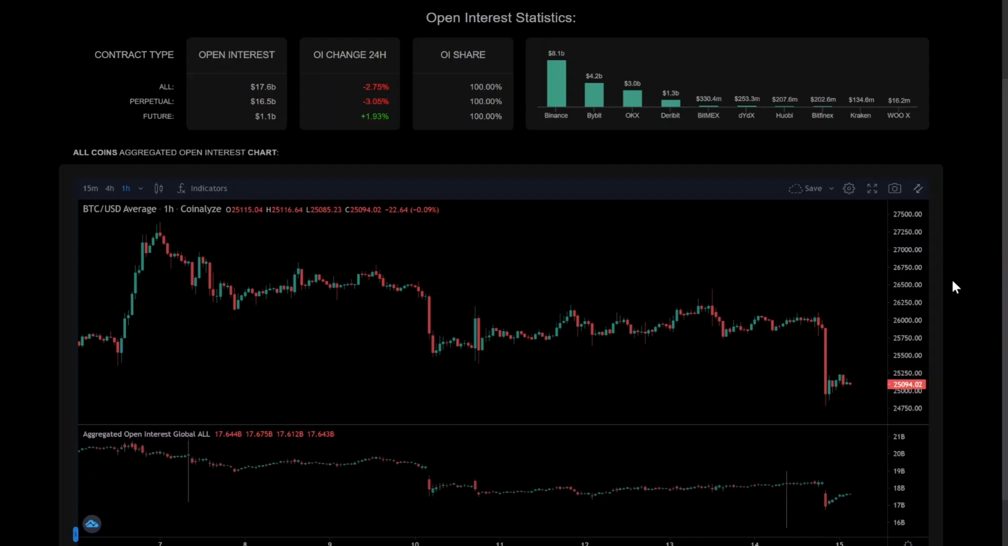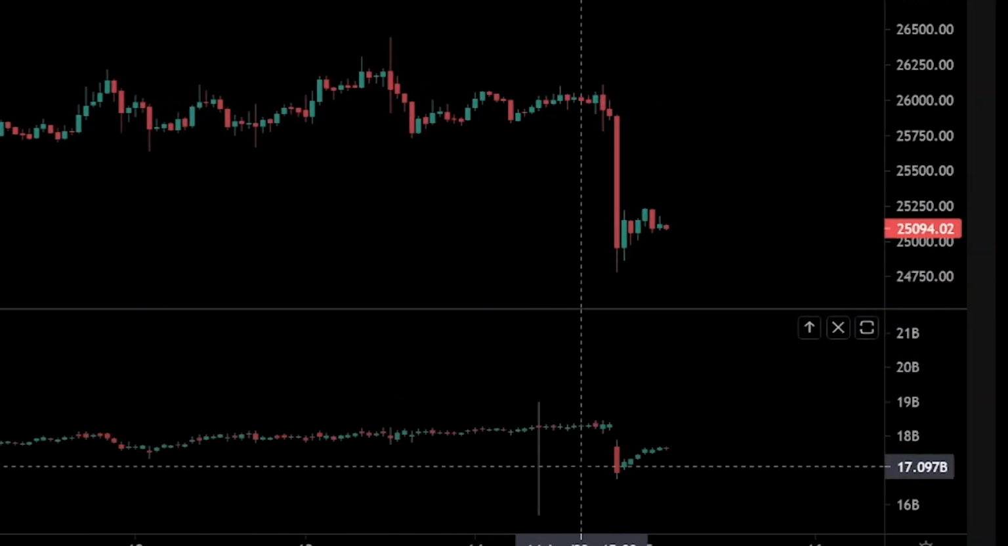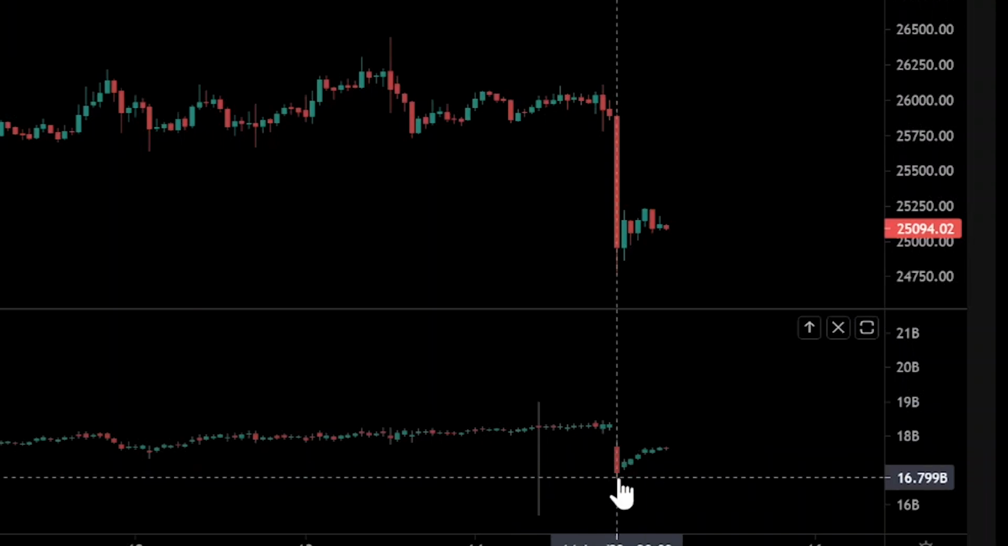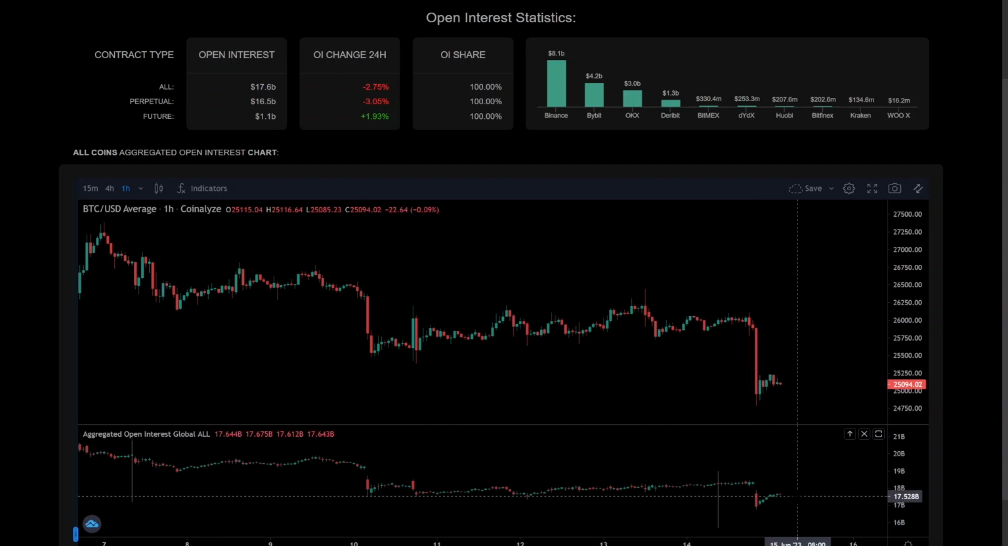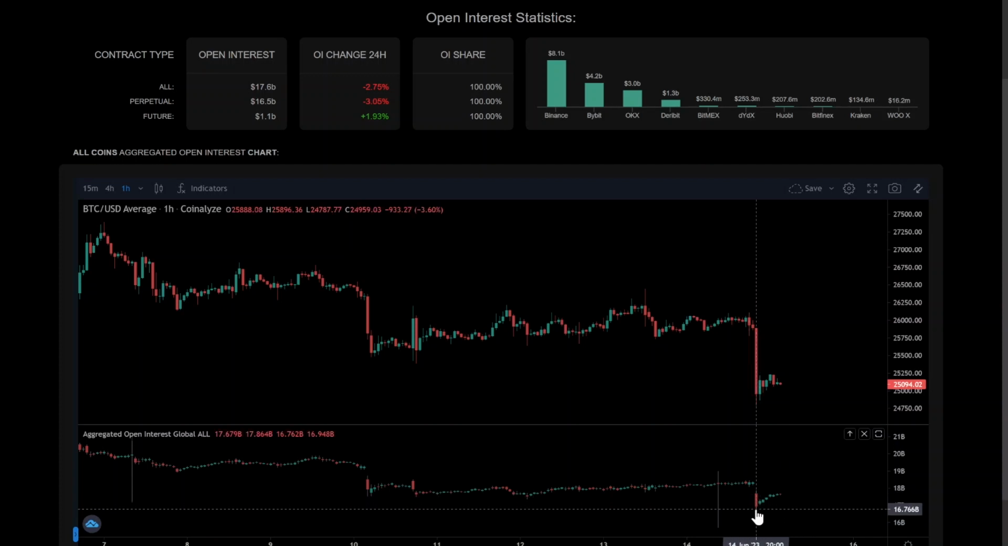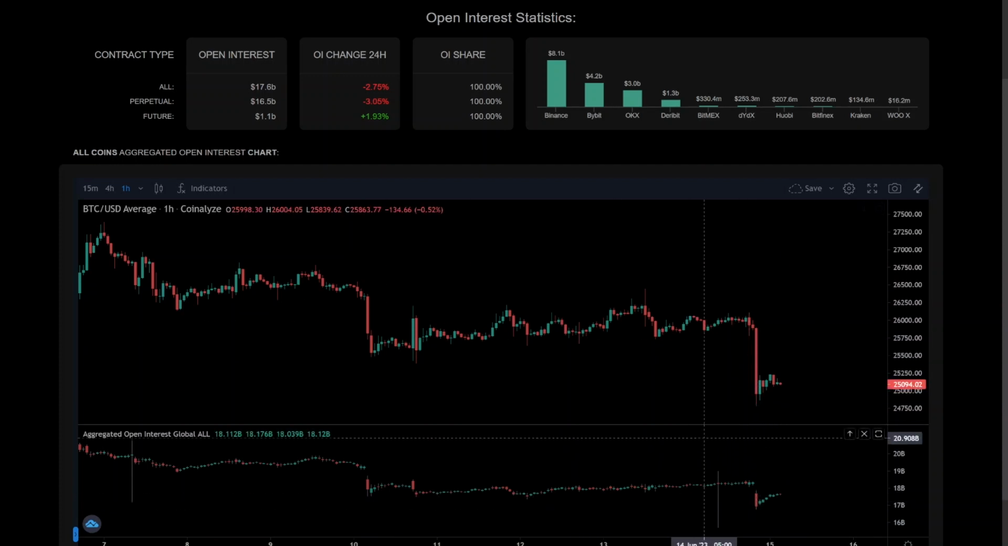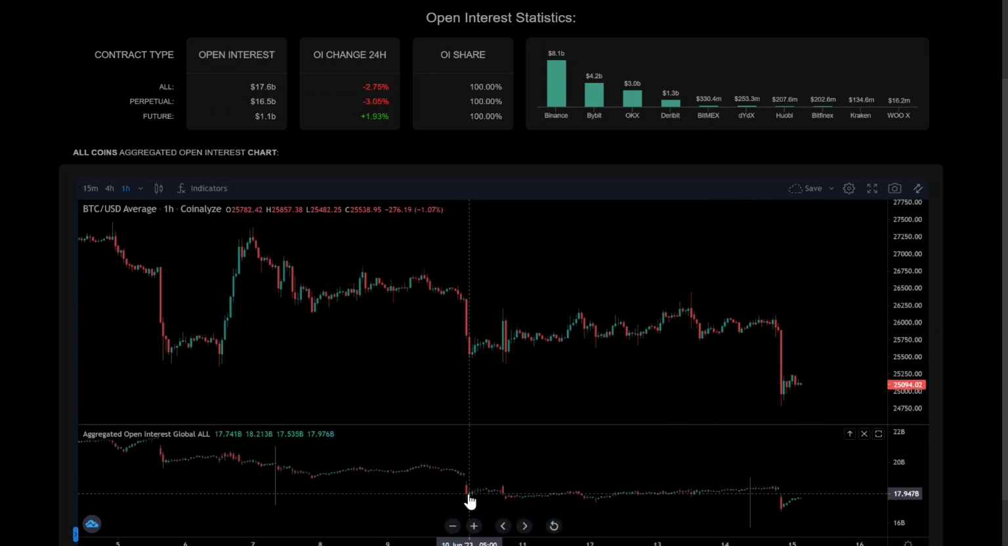Having a quick look at open interest, this is aggregated across all exchanges and all coins. So as you can see here, with this big dump, big flush out of open interest, which tells me that a lot of the long positions have been cleared out of the market, which is generally a good sign for reversal. So this is, in the short term at least, a reversal signal. It's very typical that when we get big flushes in open interest, it is a reversal signal of some sort.